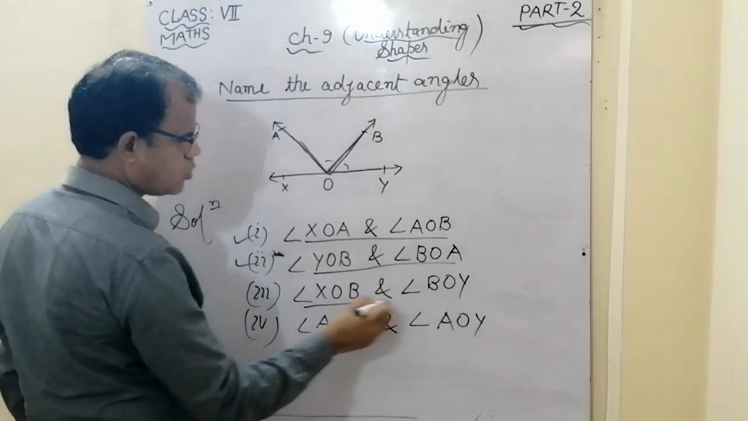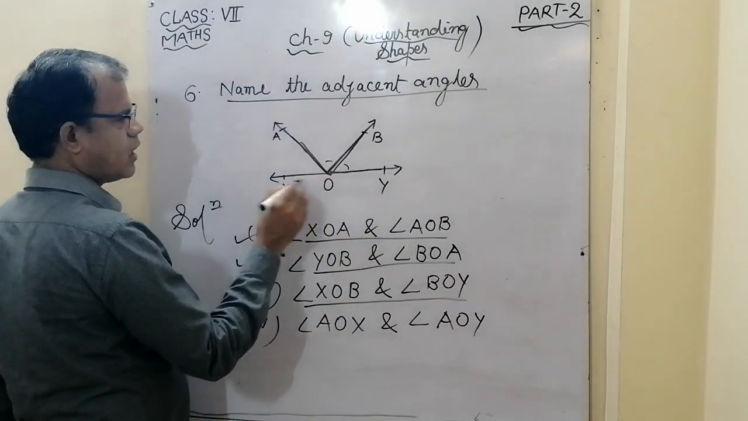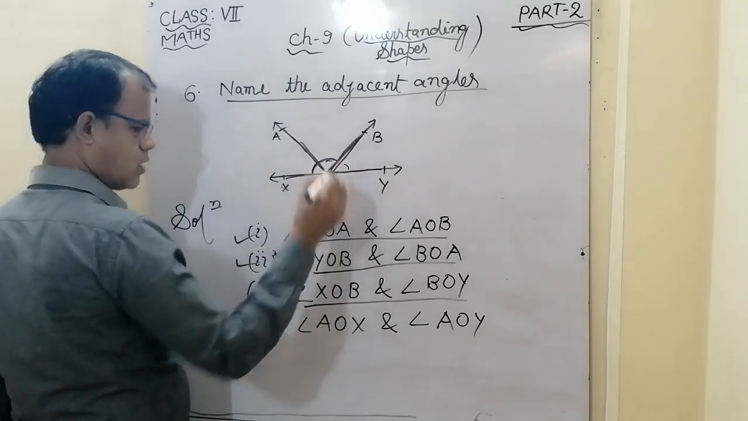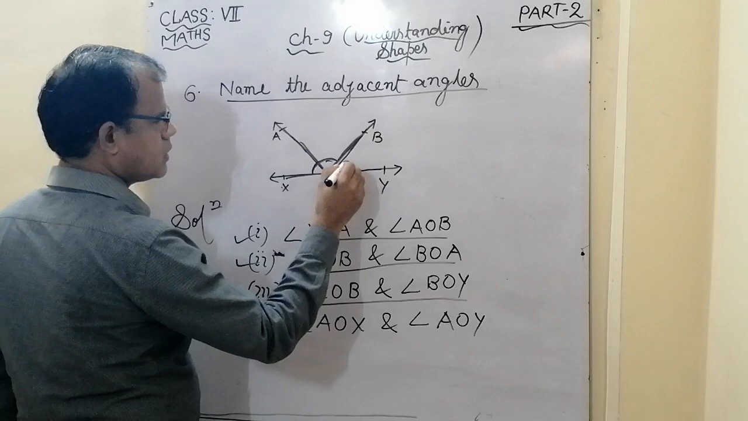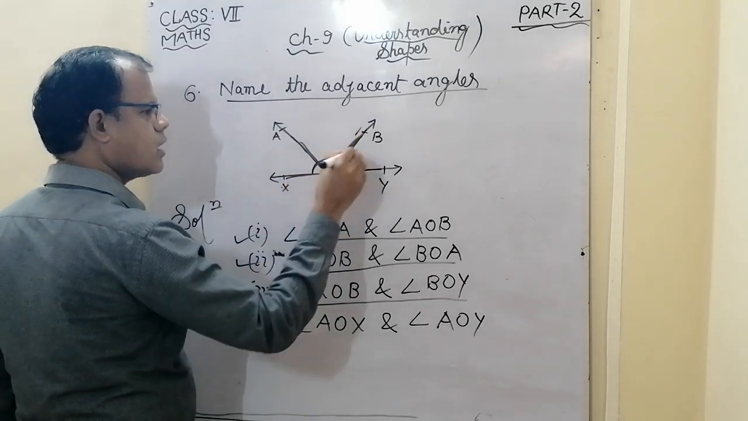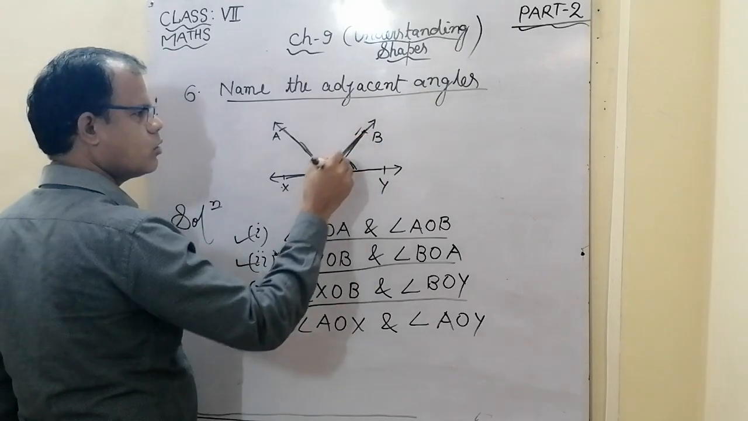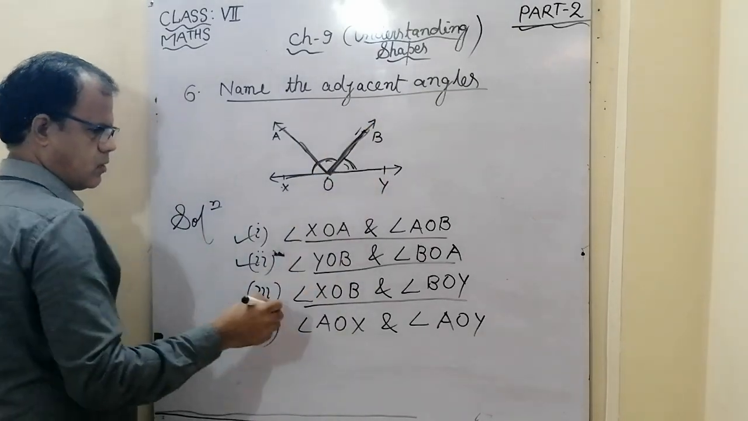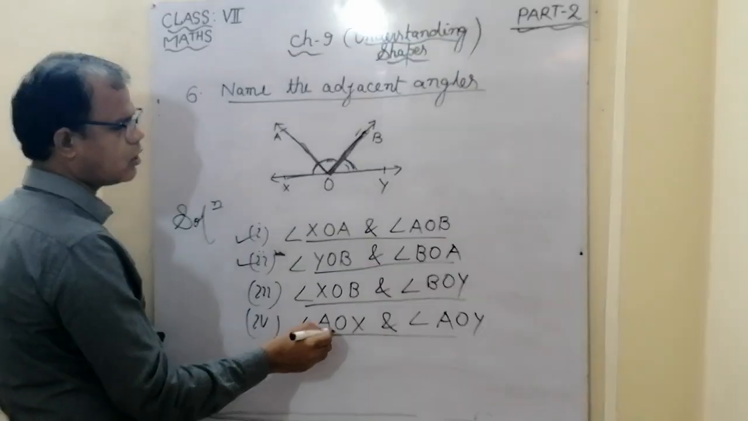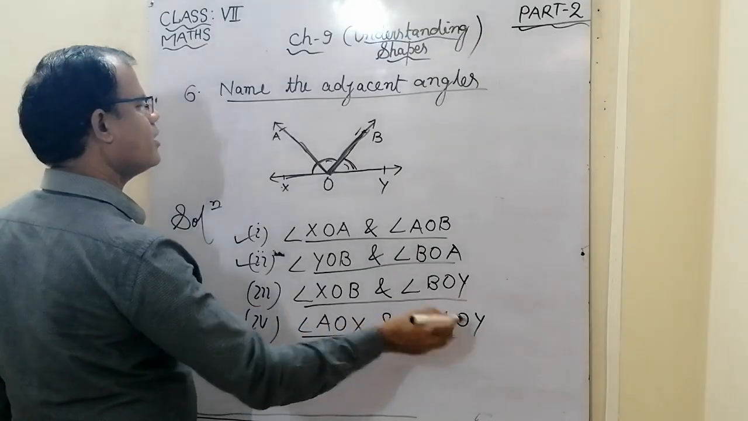Next, XOB. Look here, XOB, this angle, and BOY, this angle. In these angles, OB is the common ray. Next, angle AOX and angle AOY.